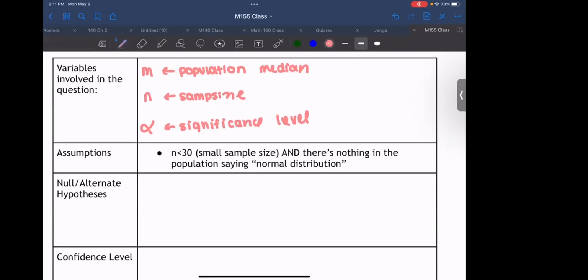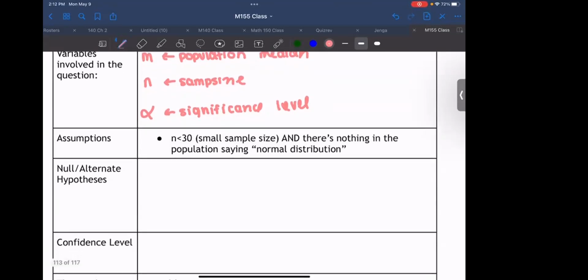The assumptions for this section are going to look a little bit different than what we've done before. We need a small sample size. Right? We're not looking for a big sample size anymore. We want a small sample size. And we need to make sure that there's nothing in the question that says normal distribution. If it says normal, then we're not doing a non-parametric test.